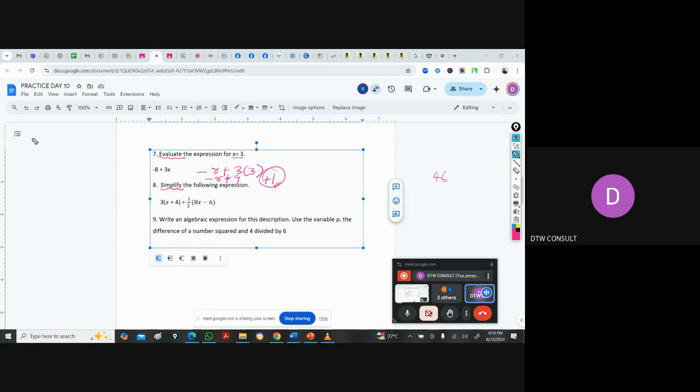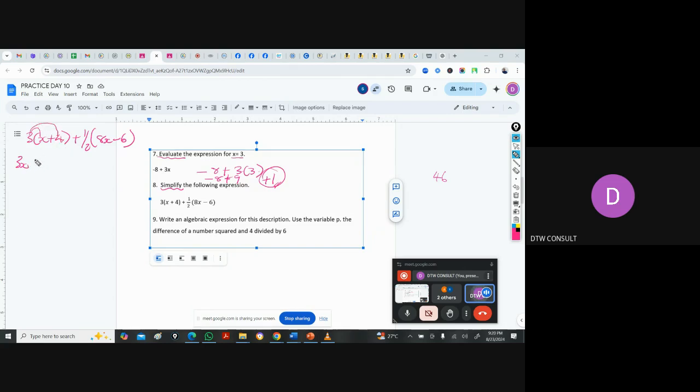So this is 3x, in parentheses, x plus 4, plus half, in parentheses, 8x minus 6. So this is 3 times, I hope you remember the distributive property video. I hope you watched that video on distributive property. So you do 3 times x, it gives you 3x. You do 3 times 4, it gives you what?